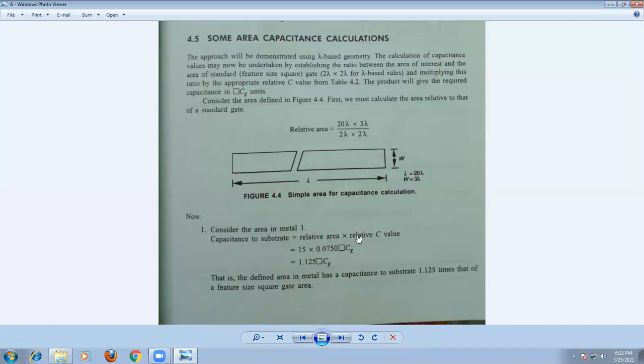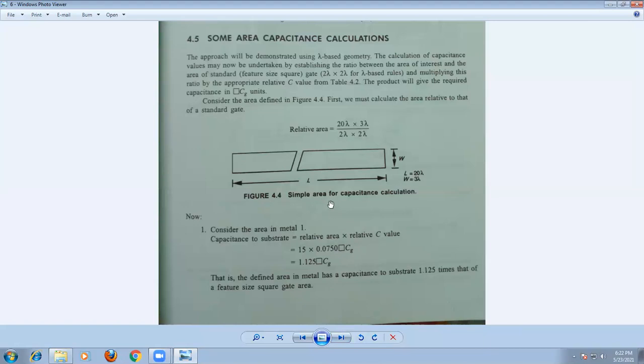Relative value of the area multiplied by relative value of C. From the table, you can take the value. Technology is not specified, so go for the five micrometer technology. So it is 15 into the relative value of C from the table, which is 0.075 square Cg. If you consider relative areas and relative values, the product will give the required capacitance in square Cg unit. This is the unit of the metal one to substrate capacitance. Okay, you will get this value, right?